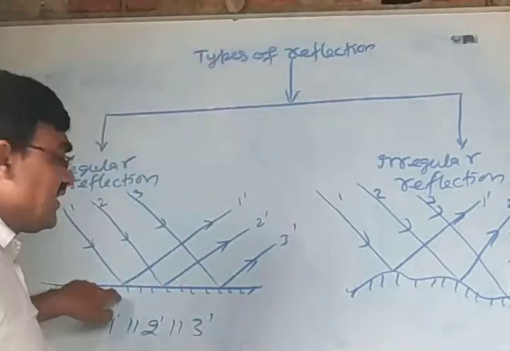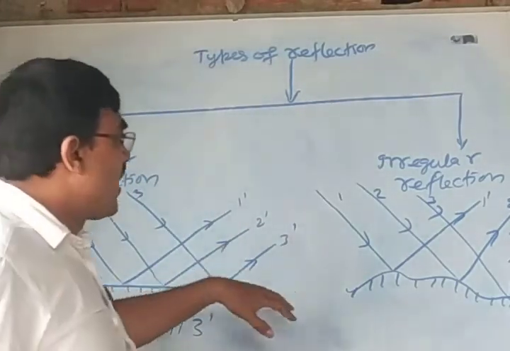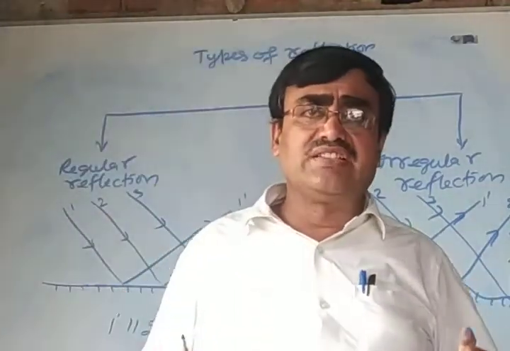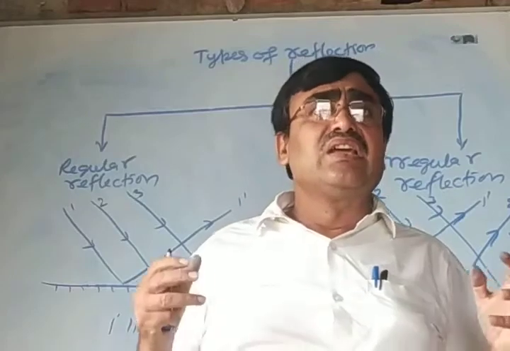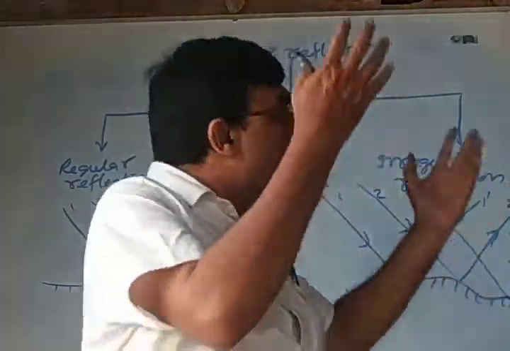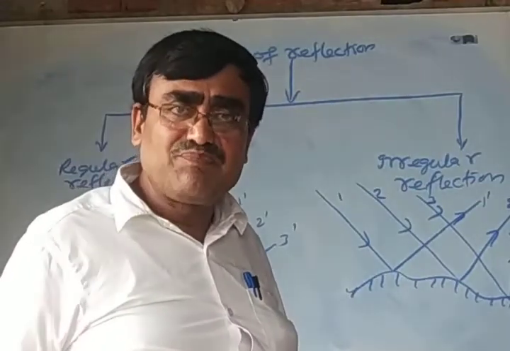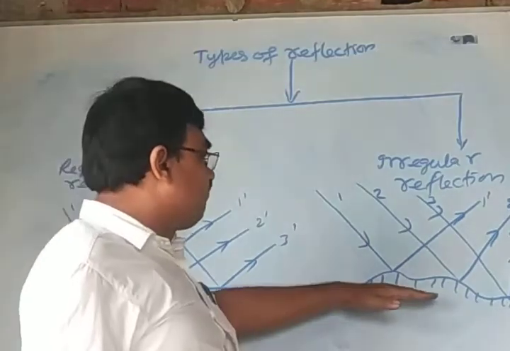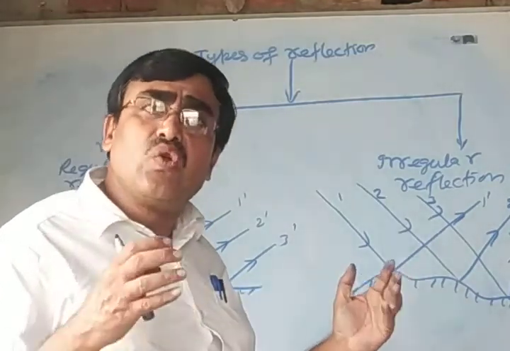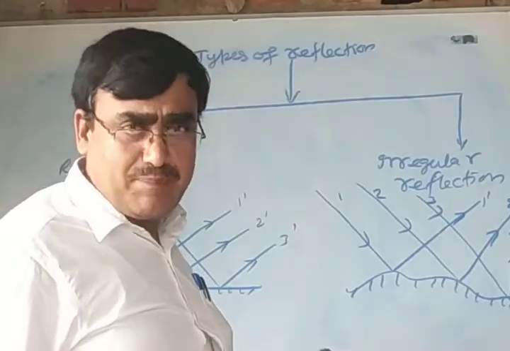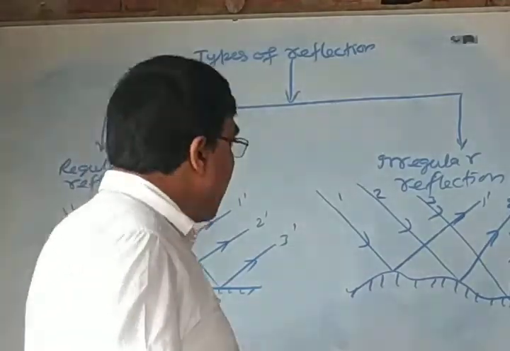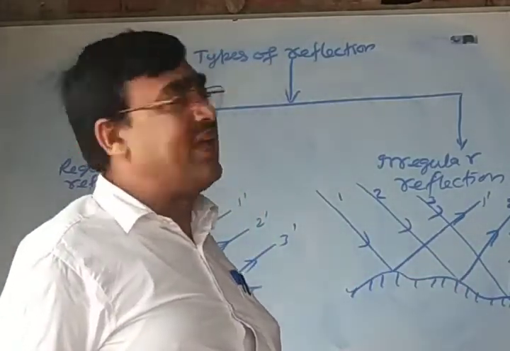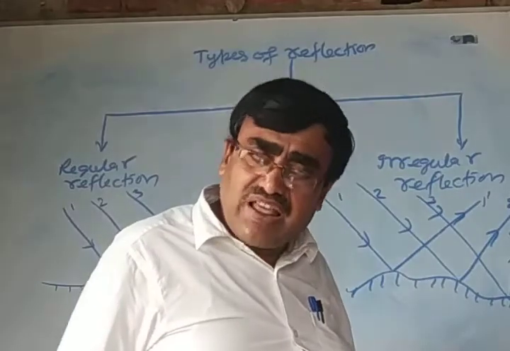Regular reflection happens in a mirror or on utensils of steel or other metals or a highly polished surface. In irregular reflection, reflection is not completely happening, and the laws of reflection are not completely obeyed.